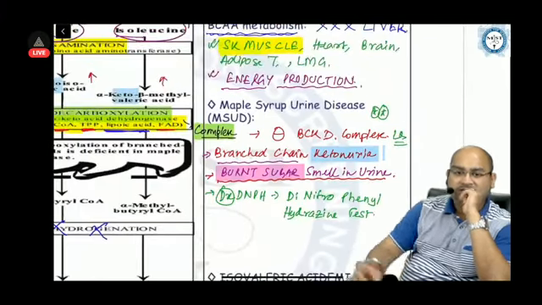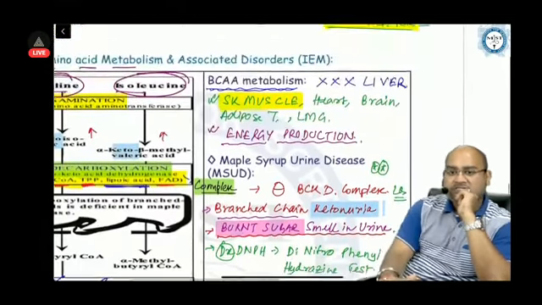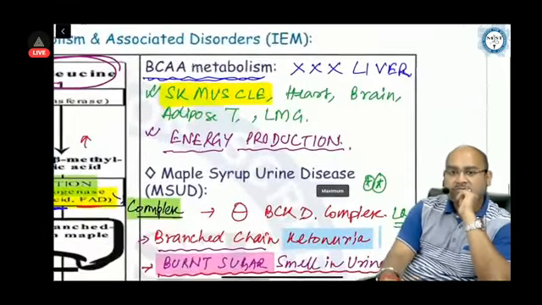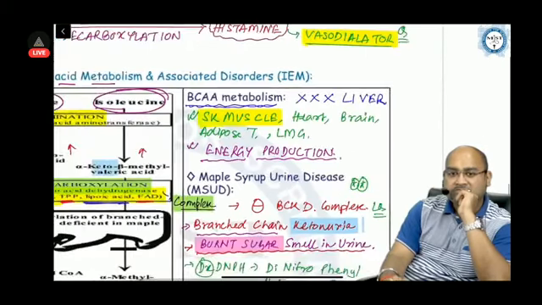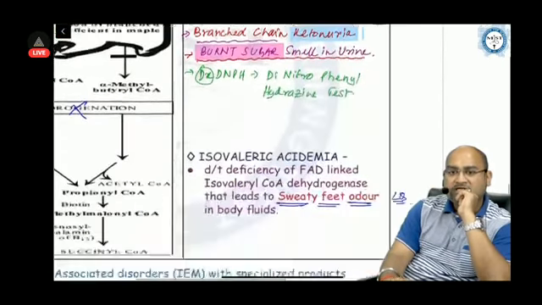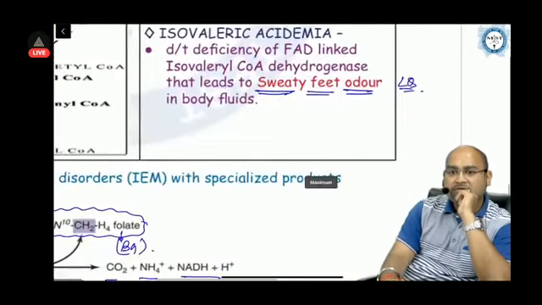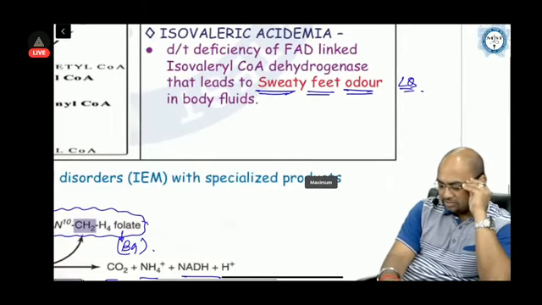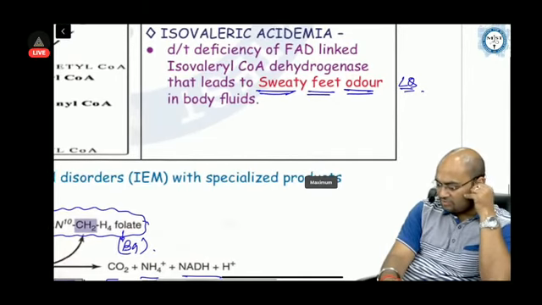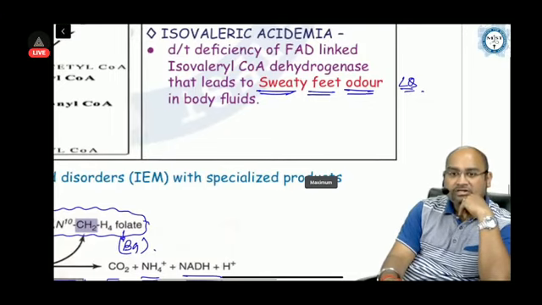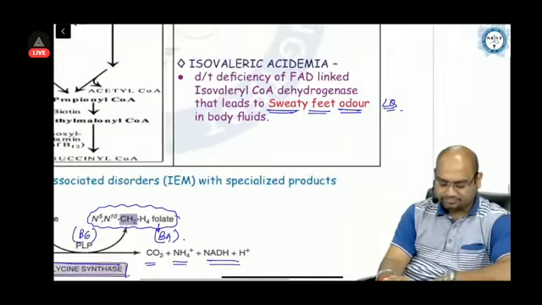Diagnosis is done by DNPH test. This pathway is absent in the liver, most commonly seen in skeletal muscle. Isovaleric acidemia, we have a peculiar odor called sweaty feet odor in our body fluids.